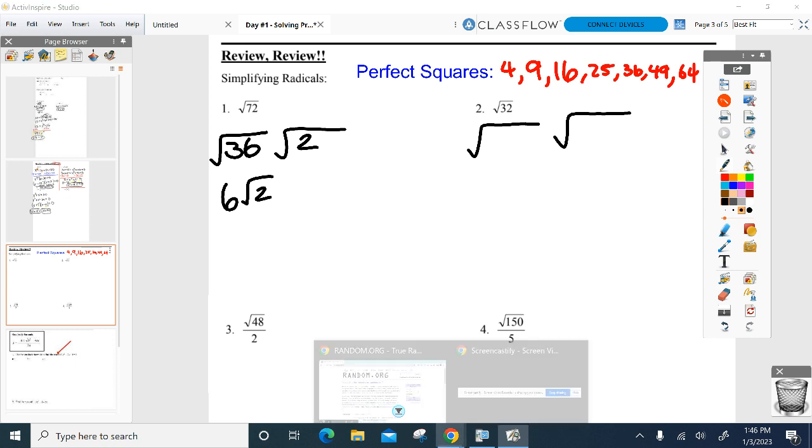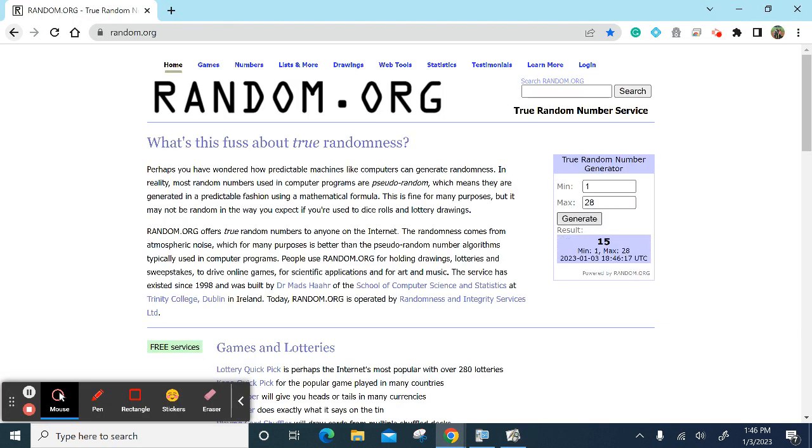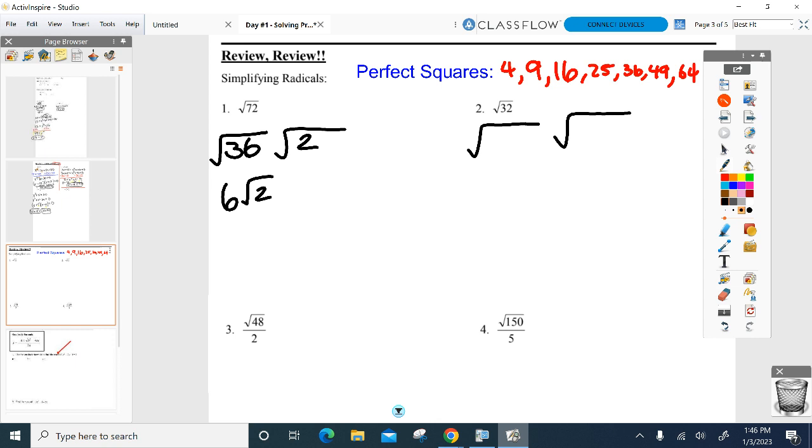Biggest perfect square. 16, biggest perfect square that went into 32. 16 times 2. So we end up with 4 square root of 2. All good.